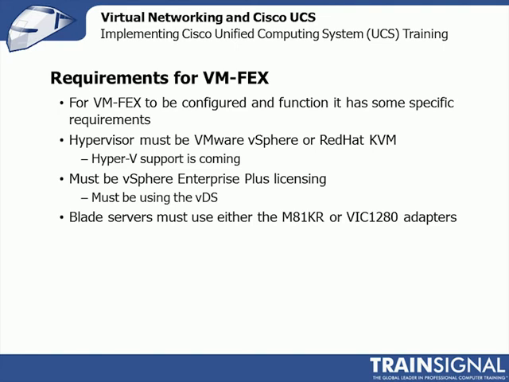So, some requirements for VMFX. First of all, the hypervisor must be VMware vSphere, or with the new versions of UCSM, Red Hat's KVM. You have to have Enterprise Plus, and must be using a vSphere distributed switch. Actually, the wizard that you use to configure this will create the VDS for you. Blade servers have to use either the M81KR or the VIC-1280, and for Cisco C-Series, they actually do have some VIC type adapters for those now. And finally, again, memory reservation on those VMs. You have to go and reserve the full memory. That's just a VM Direct Path requirement.